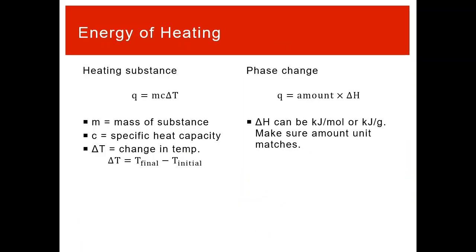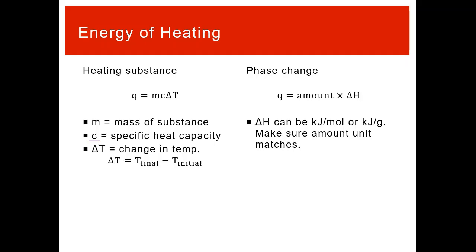When we're dealing with heating a substance, when we're looking at changing the temperature, the equation that we're always going to be using is Q equals mc delta T. M is the mass of the substance, C is the specific heat capacity, and delta T is the change in temperature, where it's always going to be final minus initial. So when we're looking at this, if you're dealing with a substance, this specific heat capacity is a property of the substance. So if you're looking at water, you can look up what the specific heat capacity of water is.